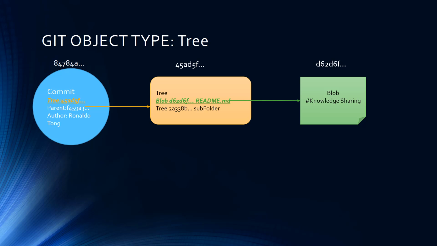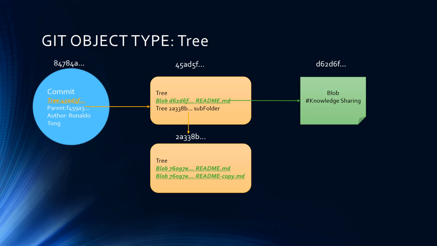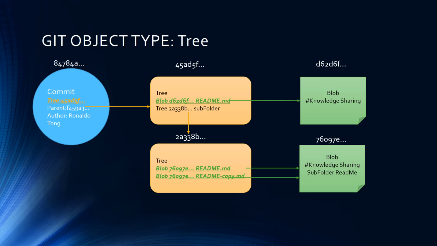Besides, we have a subtree 2a338b. The blob saved in the repository represents the subfolder under the working directory root folder. Check the blob 2a338b. We have two files under the subfolder, named readme.md and readme-copy.md. Both files refer to the same blob 76097E in the repository. Although they have different names, their contents are identical.